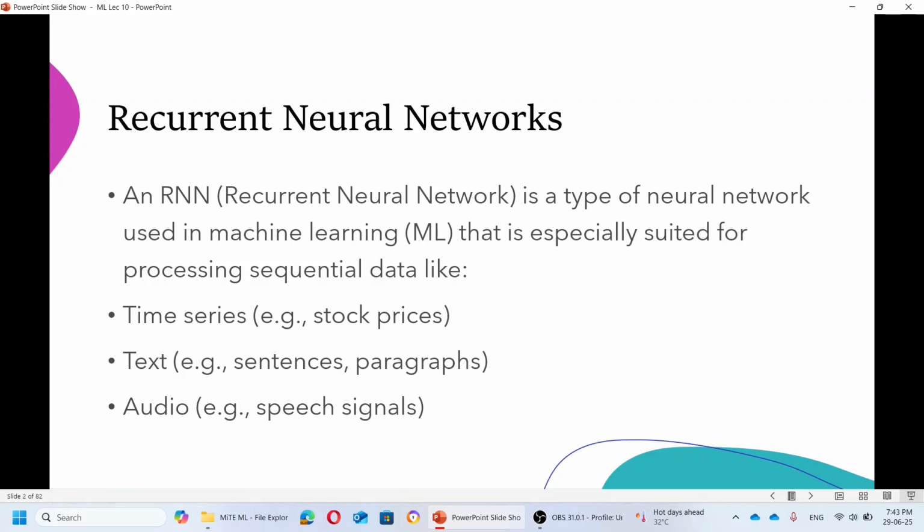like stock prices or house prices, prediction of house prices or stock prices, and text processing like summarization of text or conversion of text from one language to the other, or text generation, or audio signal, speech signal processing.